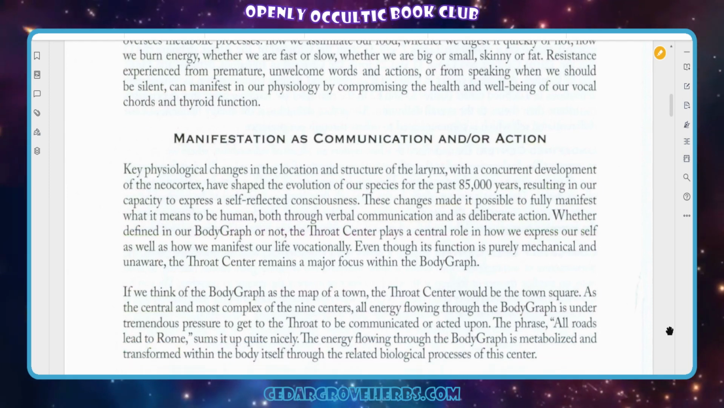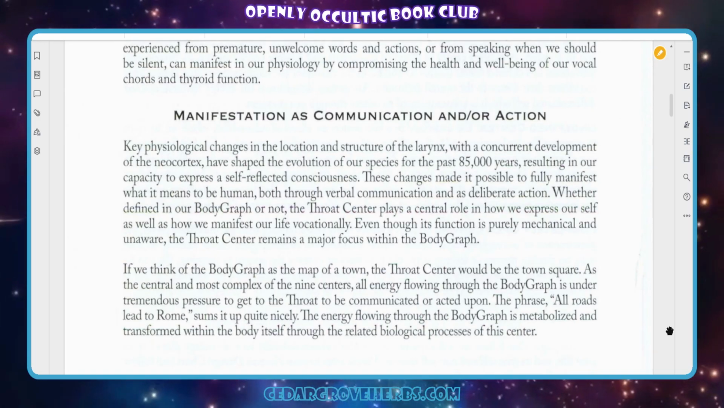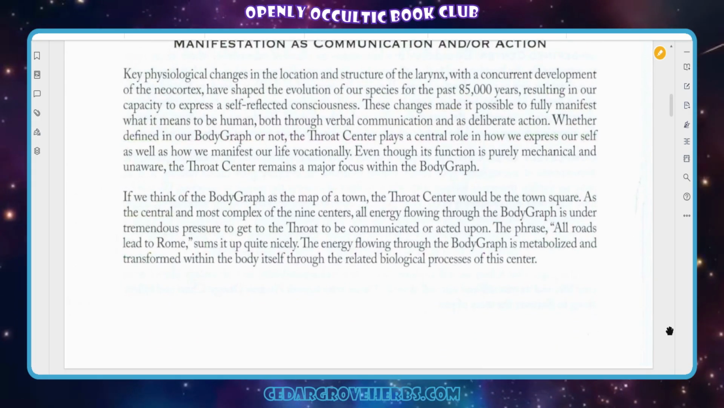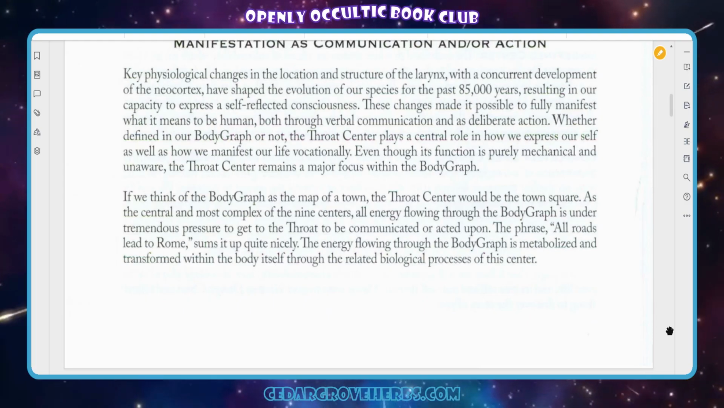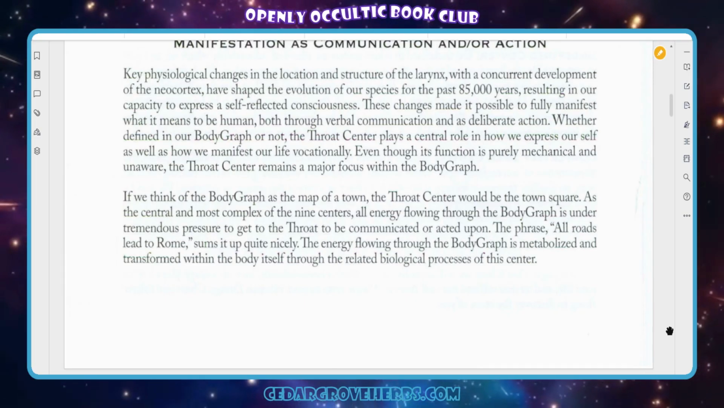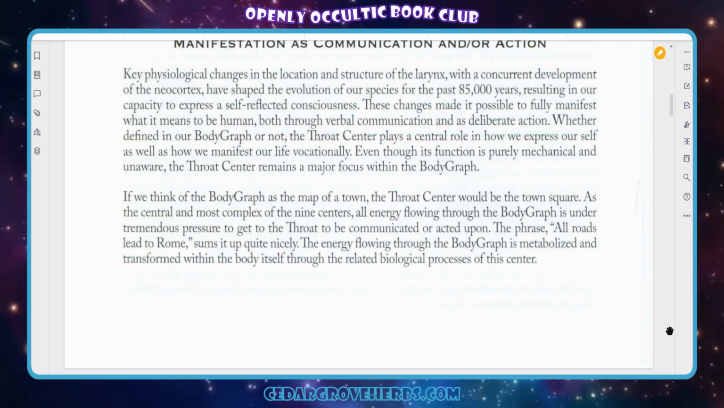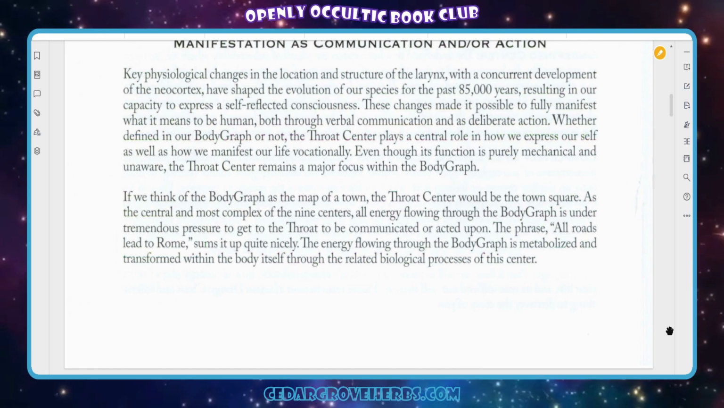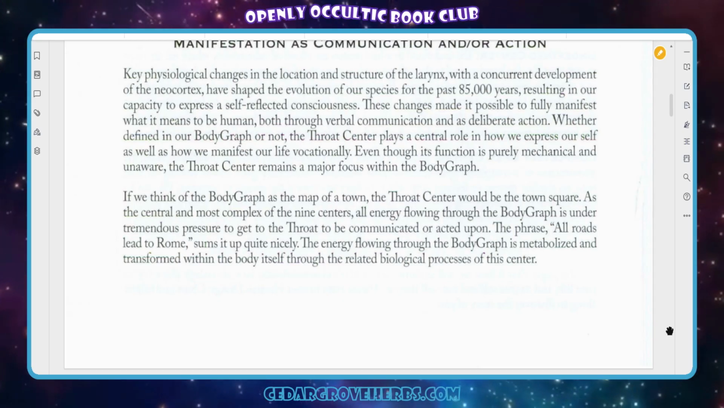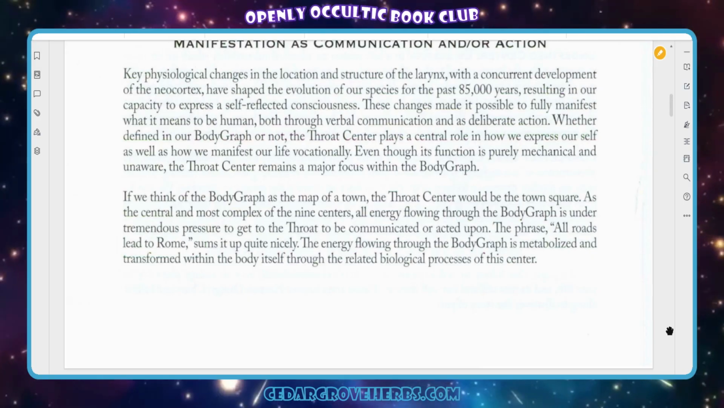Even though its function is purely mechanical and unaware, the throat center remains a major focus within the body graph. If we think of the body graph as the map of a town, the throat center would be the town square. As the central and most complex of the 9 centers, all energy flowing through the body graph is under tremendous pressure to get to the throat to be communicated or acted upon. The phrase "all roads lead to Rome" sums it up quite nicely. The energy flowing through the body graph is metabolized and transformed within the body itself through the related biological processes of this center.